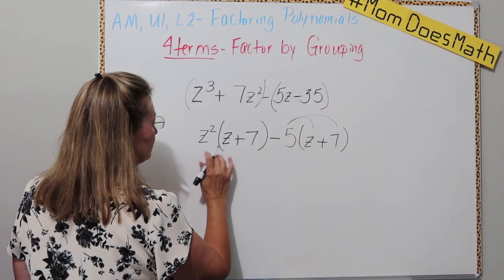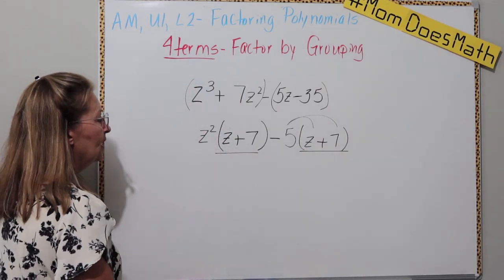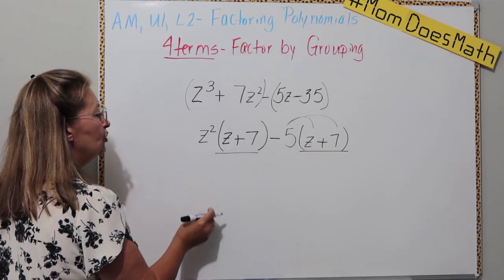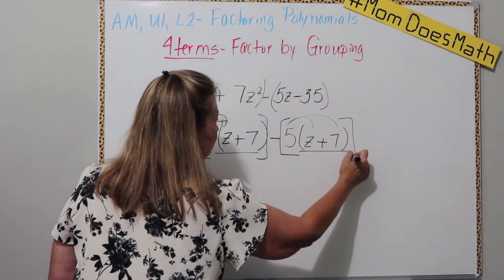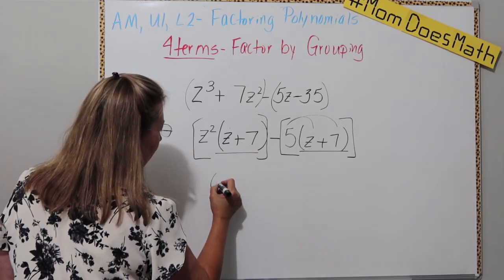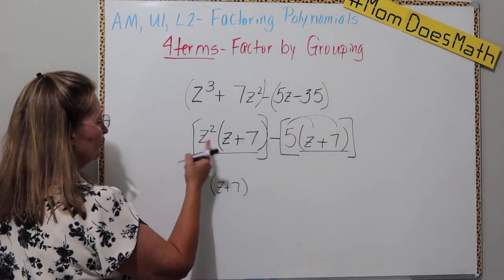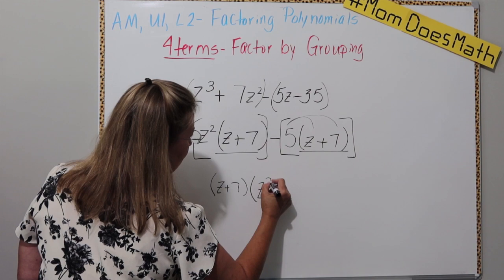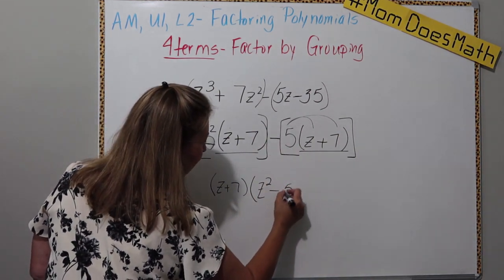Alright? And now, just like in the other problem, those two things match up. So that becomes your new greatest common factor. If I looked at this as these are now two terms, z plus 7 is my common factor. And what do I have left over? The z to the second, this sign, and 5.